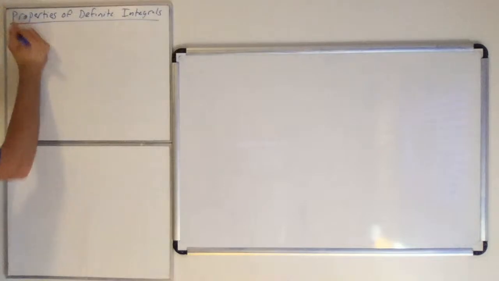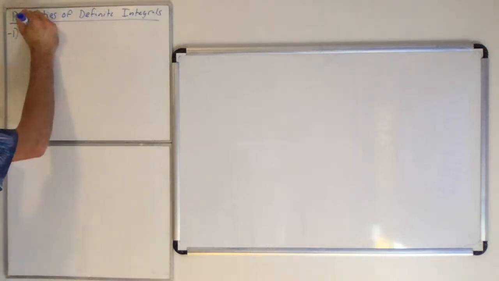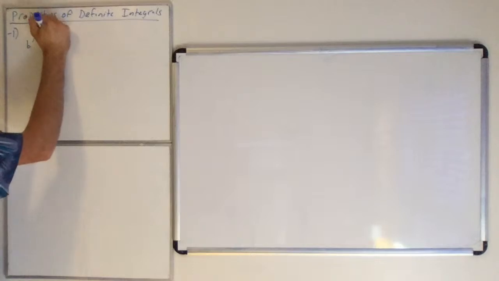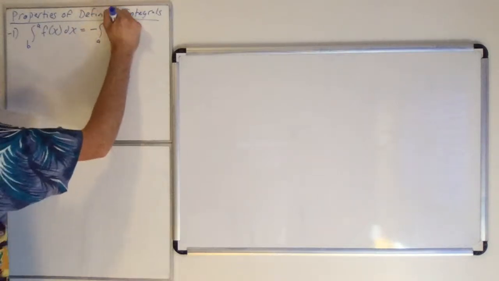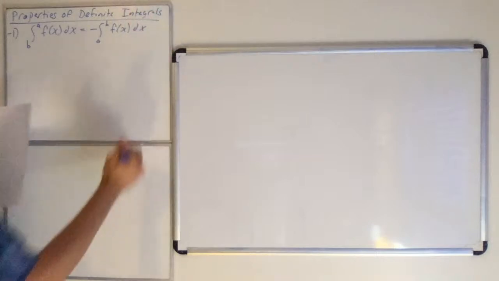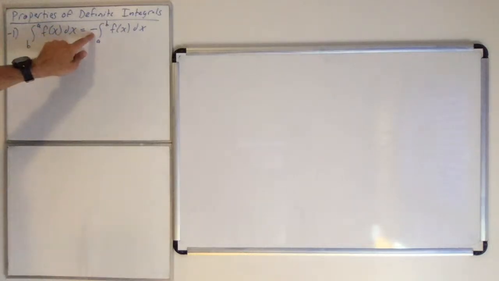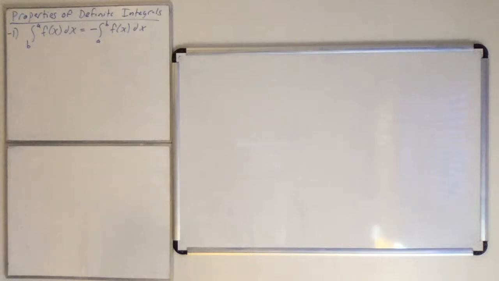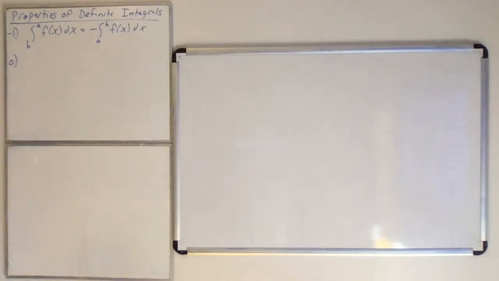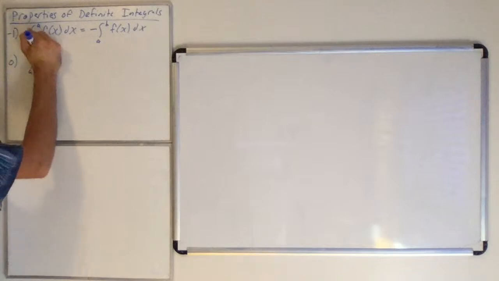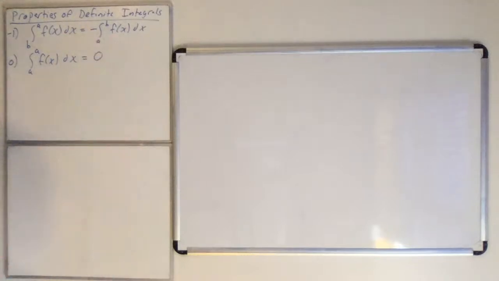we'll start our list where most people start their lists with number -1. So this property says that the integral from b to a of f of x dx is equal to negative the integral from a to b of f of x dx. So if you switch the order of the bounds, that comes at the cost of a -1. Okay? Property 0 is that the integral from a to itself a of f of x dx is equal to 0.